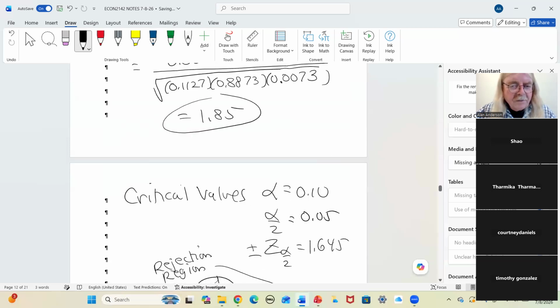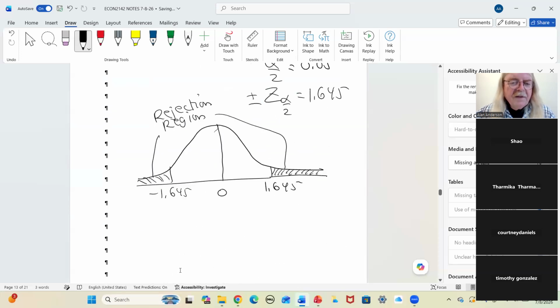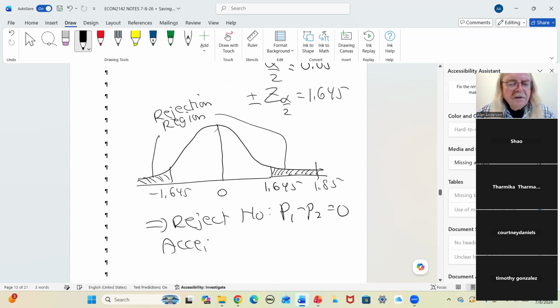Of course, the test statistic we just calculated is 185, which puts us out here. Reject the null and accept the alternative that the difference is not zero.